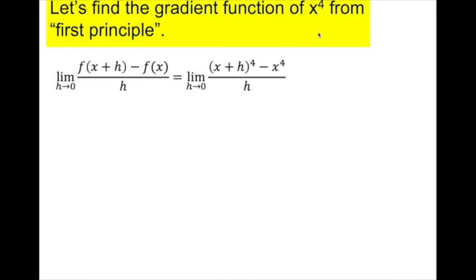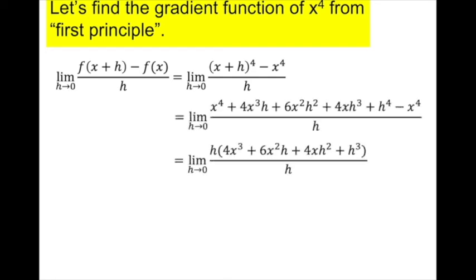This time x to the power of 4. You do the same thing, follow the same procedure. Then the gradient function is 4x cubed. And again, you can find any slope on the x to the power of 4 curve using this gradient function. All you do is just substitute the value of x.